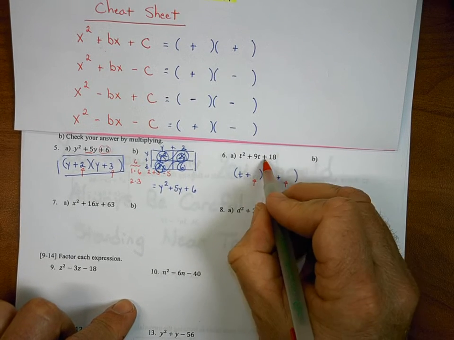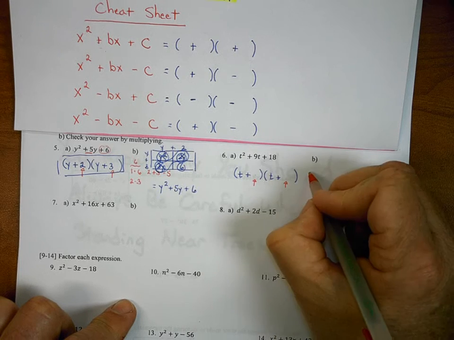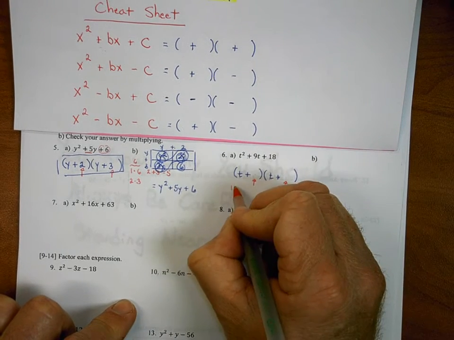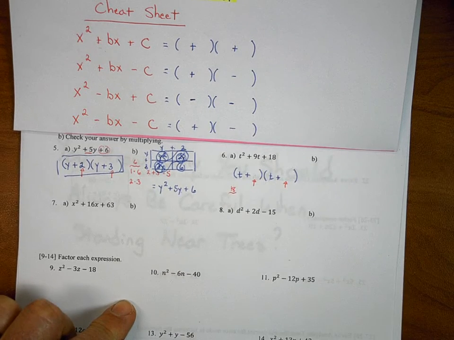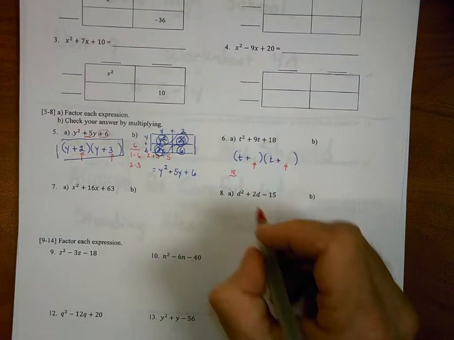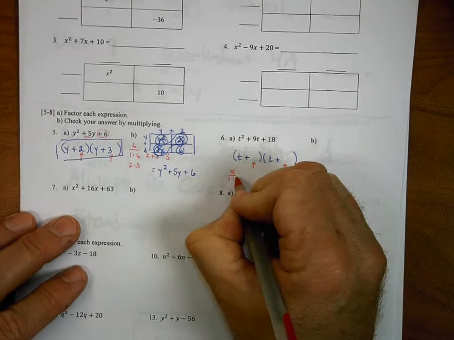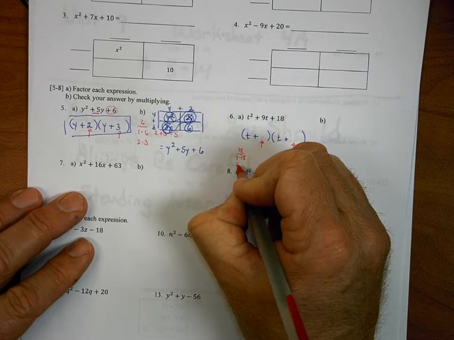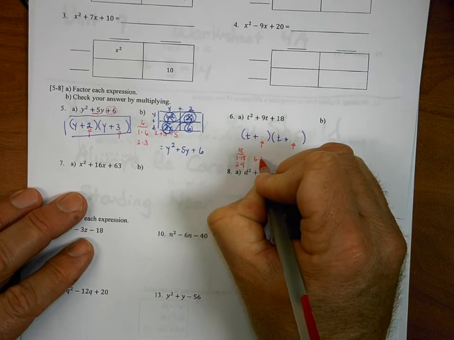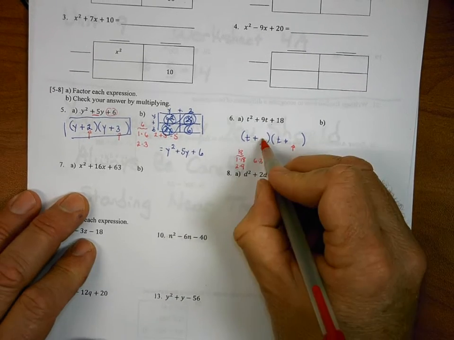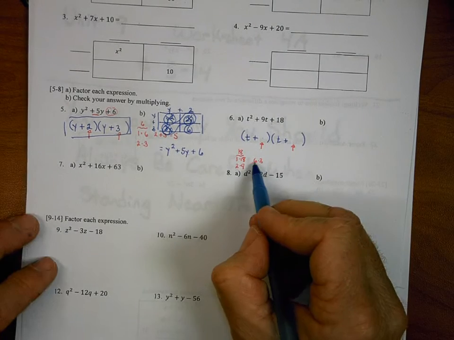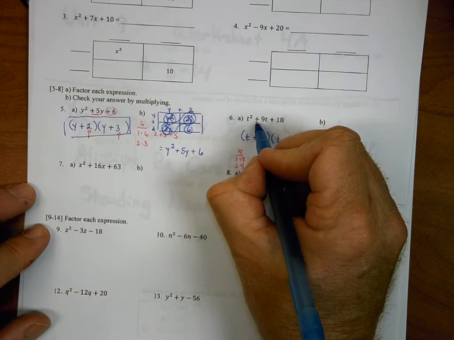do is I take my last number, 18, and I'll write it over here, and then I'm going to write all the pairs of numbers that multiply together to make 18. Well, that would be 1 times 18, or it could be 2 times 9, or it could be 6 times 3. Now, one of those pairs is my solution to my factors that go at the end of each parentheses. And to determine which one it is, I look at my middle number here.